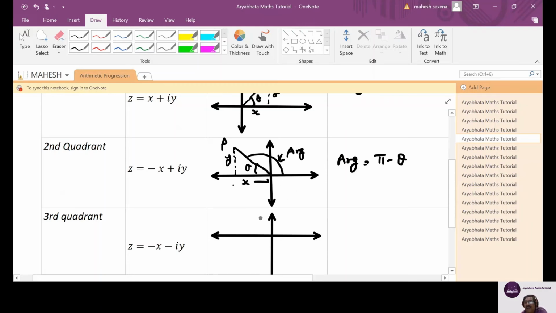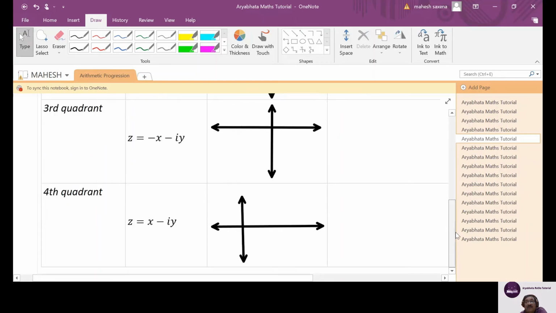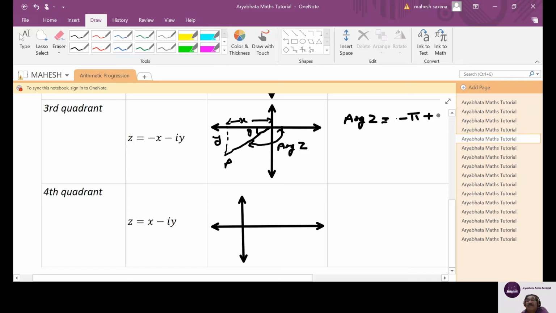Suppose it is in the third quadrant. If the point is in the third quadrant, then the point will be here. Suppose point P is here. You join this. Then this distance is x, this distance is y, this angle is theta. Therefore, this will be the argument. In this case, argument z is equal to minus pi plus theta. This angle is minus pi, theta is less than that. That is, my argument z is minus pi plus theta.